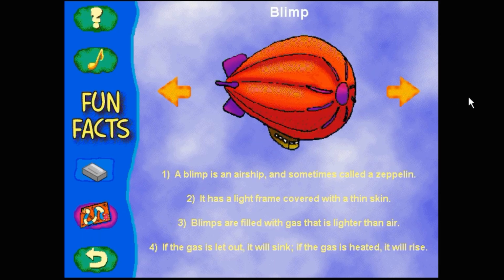Blimp. A blimp is an airship and sometimes called a zeppelin. It has a light frame covered with a thin skin. Blimps are filled with gas that is lighter than air. If the gas is let out, it will sink. If the gas is heated, it will rise.